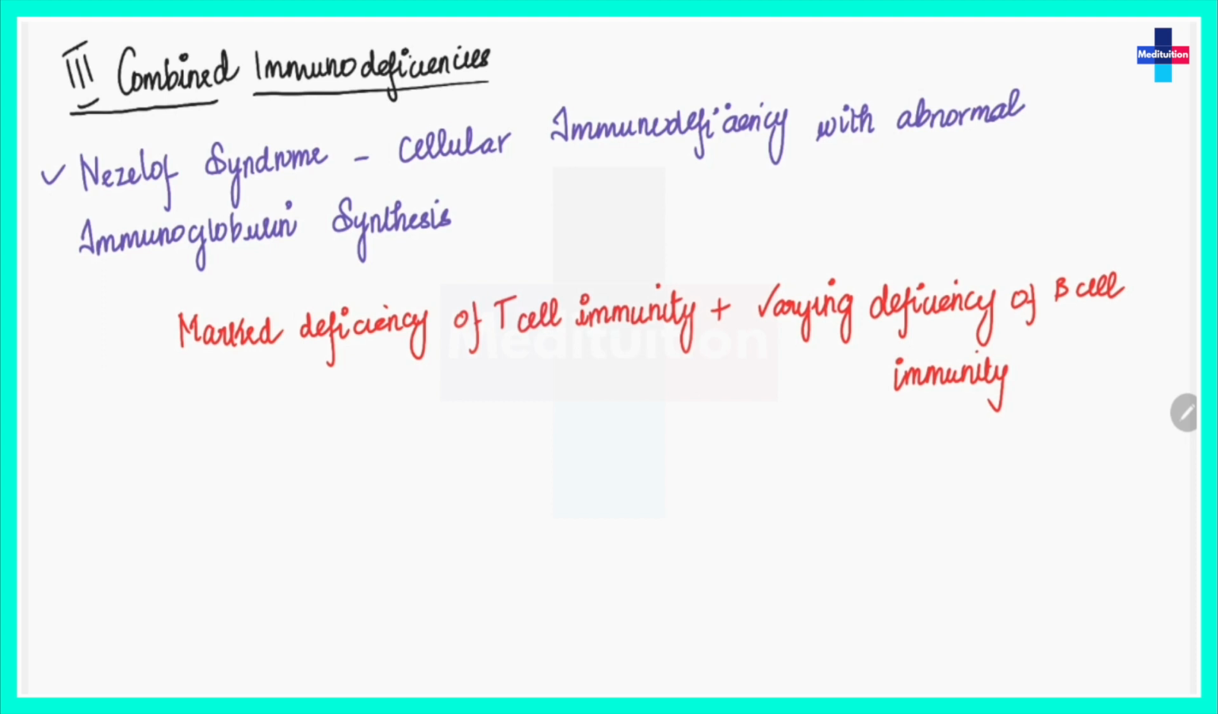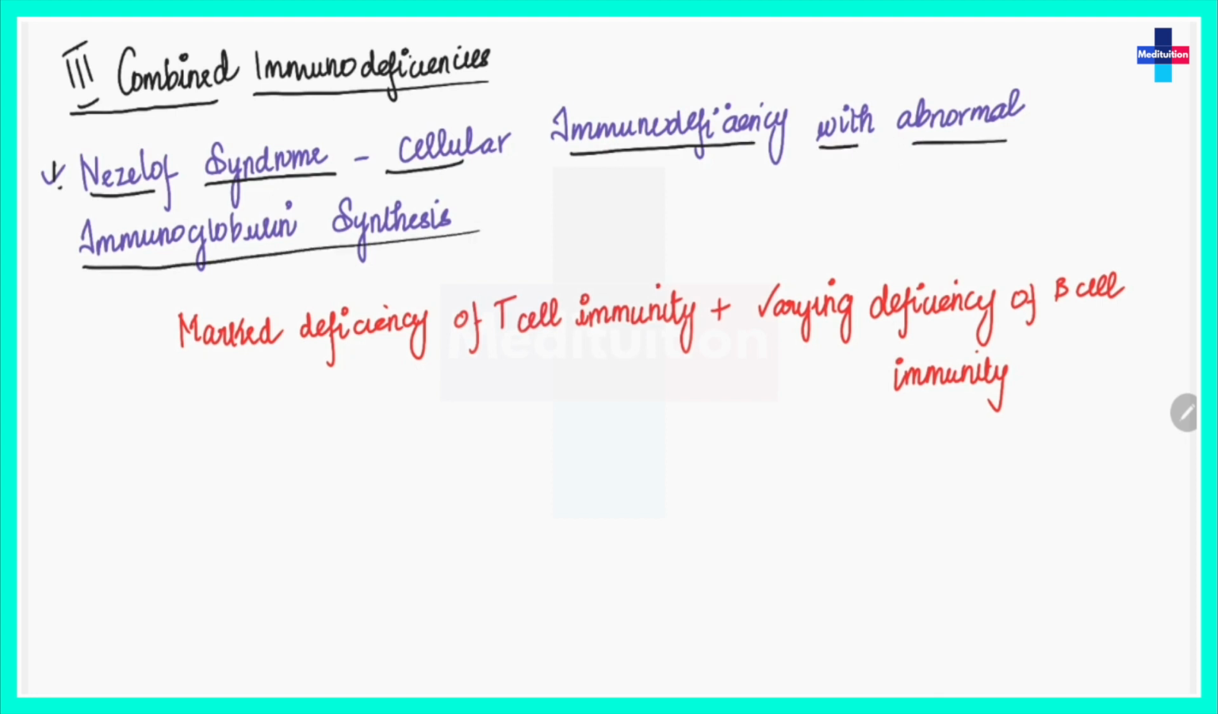The next disorder that we are going to discuss is combined immunodeficiencies. In combined immunodeficiency, we will have B cell defects also, we will have T cell defects also. In this, the first disorder that we will see is Nezelof syndrome. This Nezelof syndrome is a cellular immunodeficiency with abnormal immunoglobulin synthesis.